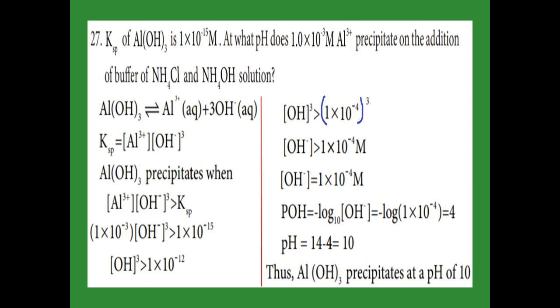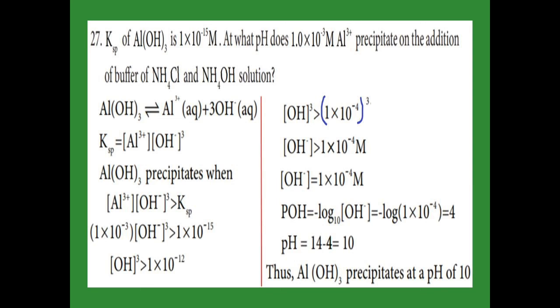and hydroxide has valency minus 1, but on the reactant side we have 3 hydroxide, so in front of OH- we put 3. Then the solubility product is equal to the concentration of Al3+, which is 1 mole, so power 1, times the OH- concentration, which is 3 moles, so power 3. Aluminum hydroxide precipitates when the ionic product is greater than the solubility product.